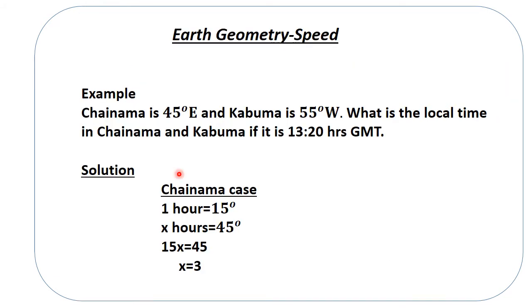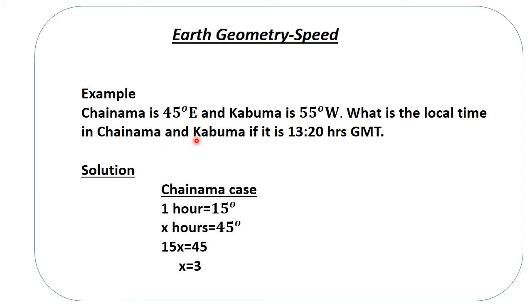So there's this question: Chainama is 45 degrees east and Kabuma is 55 degrees west. What is the local time in Chainama and Kabuma if it is 1320 hours GMT? They have given us the GMT time. Now they want the local time in Chainama and Kabuma.